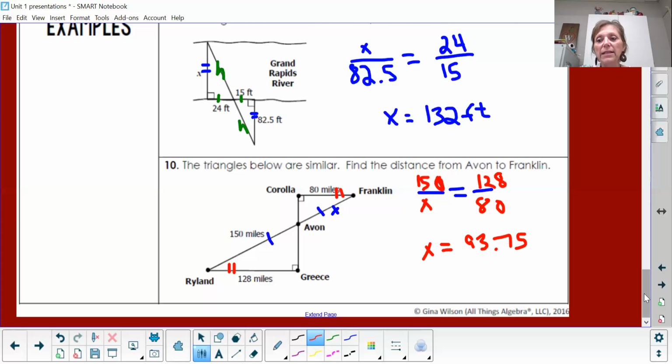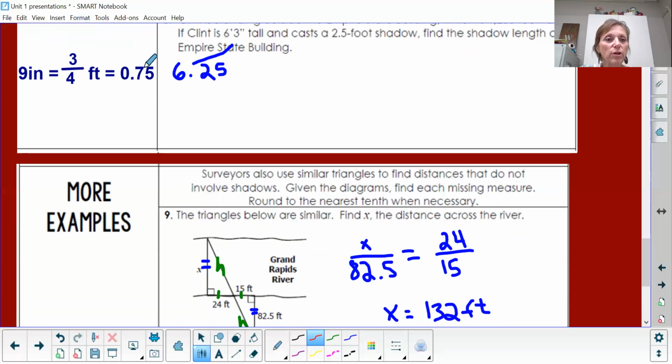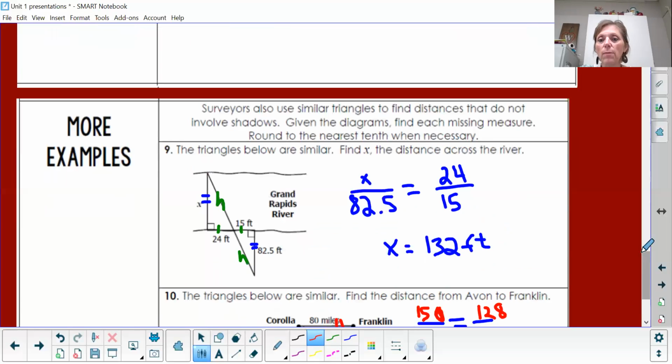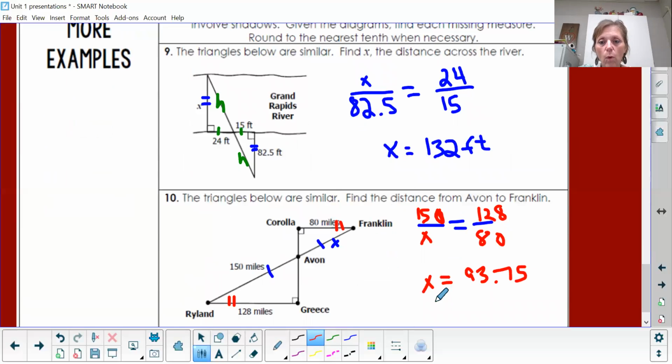Okay, now I'm going to actually ask you to look up at that chart again. I'm going to look for 0.75. Okay, now do you see 0.75 is actually 3/4 of a foot? Okay, so I'm going to put 93 and 3/4 foot. Okay, and let's put a box around this one.